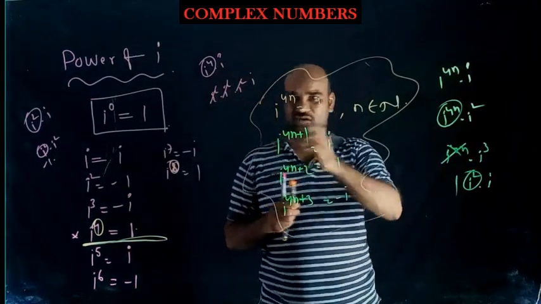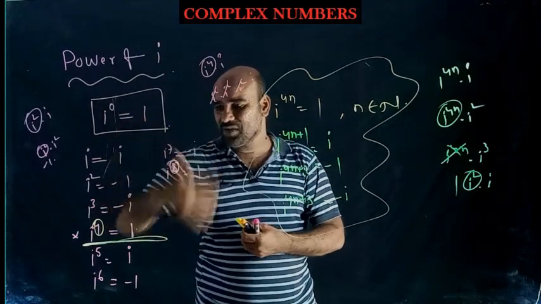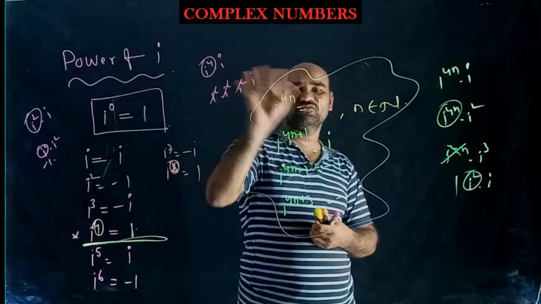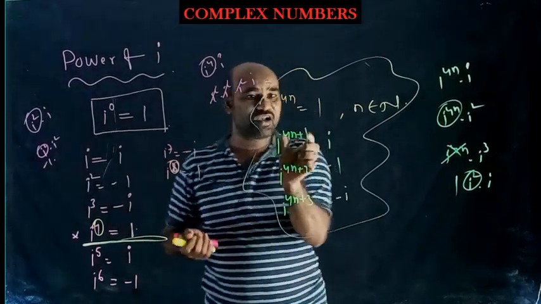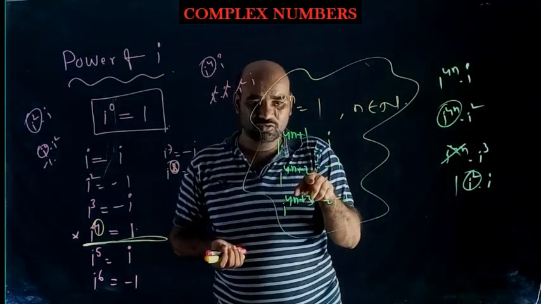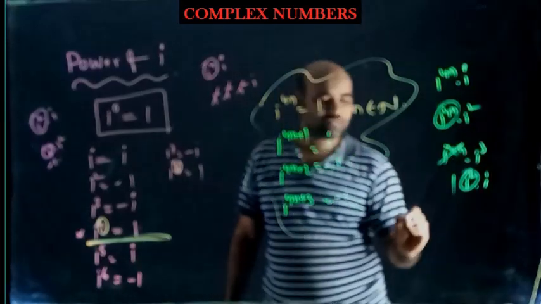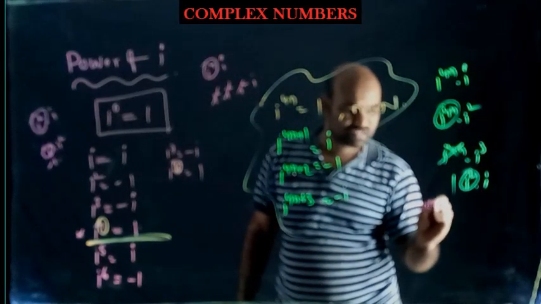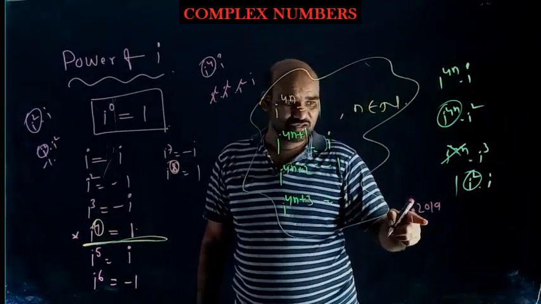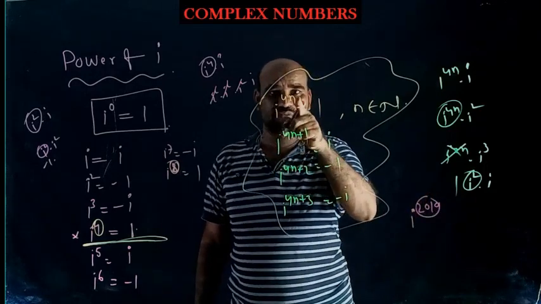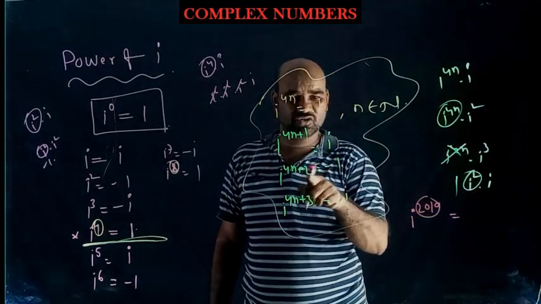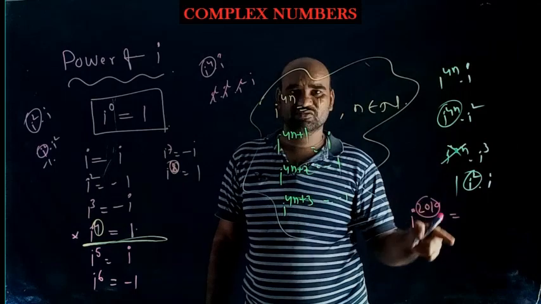So with reference to 4, the values are appearing cyclically. The size of the cycle is 4. That's why iota power 4n is 1. Iota power 4n plus 1 is iota, which means if a number divided by 4 leaves remainder 1, the value is iota. If a number divided by 4 gives remainder 2, then the value is minus 1. I want to find iota power 2019. By using this logic, we need to divide the power by 4. If the remainder is 0, it is equal to 1. Remainder 1, iota. Remainder 2, minus 1. Remainder 3, minus iota.